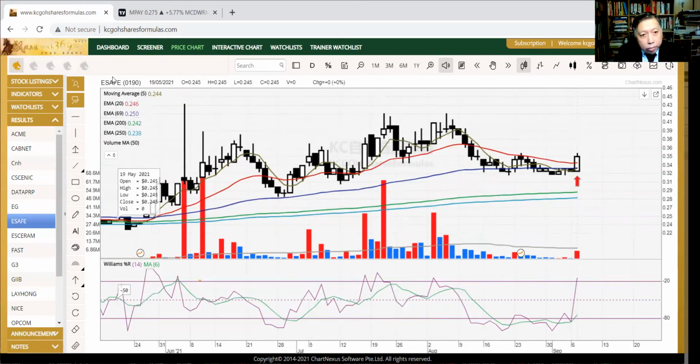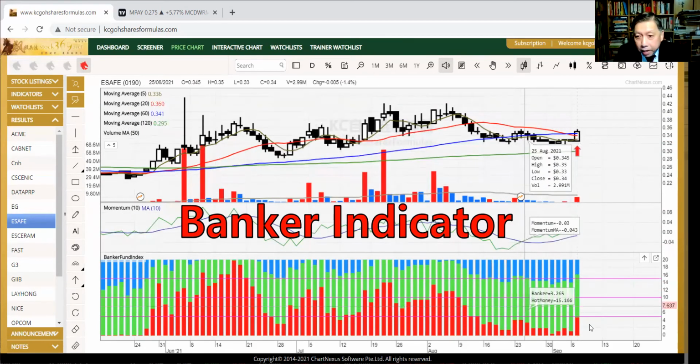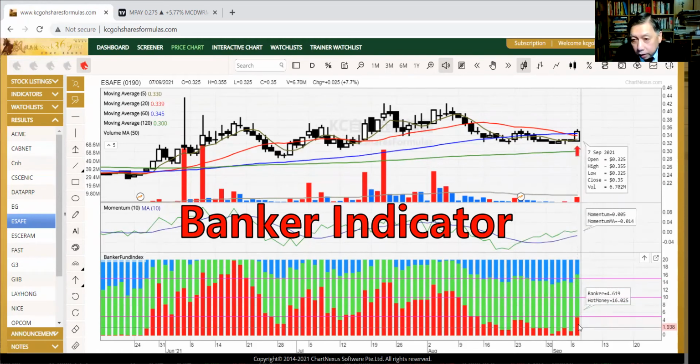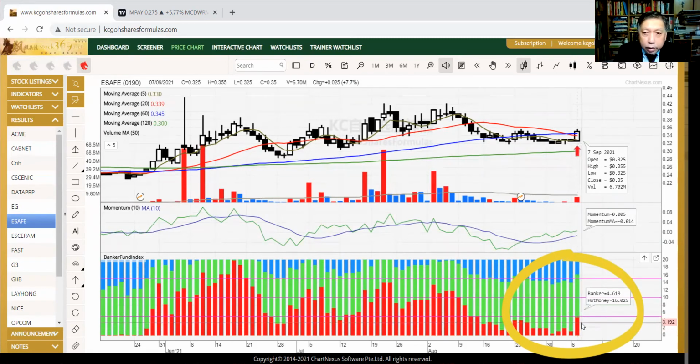Same thing. I'm going to introduce you to our very interesting banker indicator. The banker indicator has shown that about 24% of bankers are actually entering this market today. The banker will provide the kind of fuel to push the stock further up.